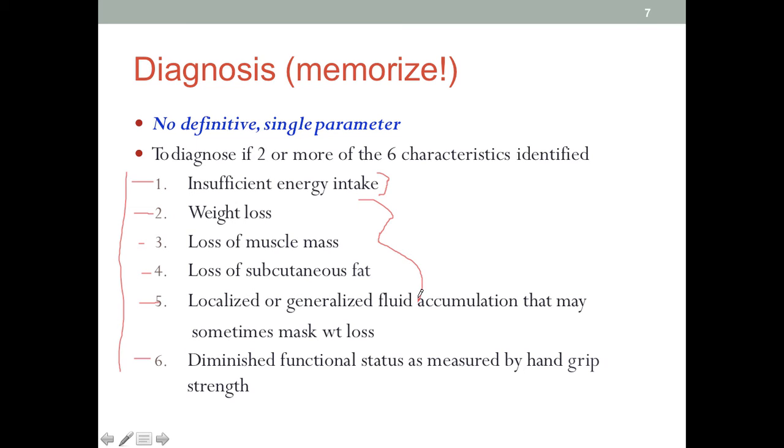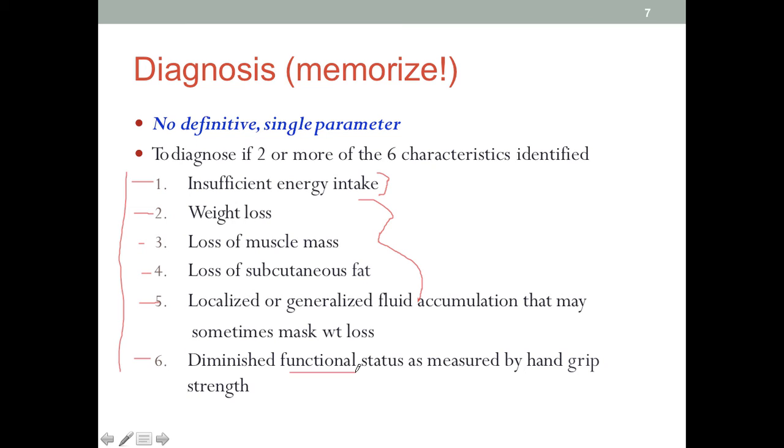These ones through here are more the weight loss, loss of muscle mass, loss of fat, or fluid accumulation. We're more looking at the physical assessment domain. And then the last one here, we have a functional test. Notice that this does not involve any lab test. There's no markers that we're looking at, no albumin, no prealbumin, no CRP levels. We're not looking at serum vitamin levels to look for nutrient deficiencies. That's not how malnutrition is diagnosed.